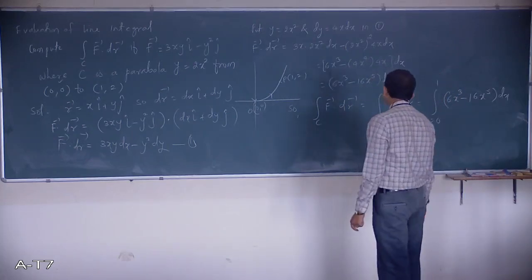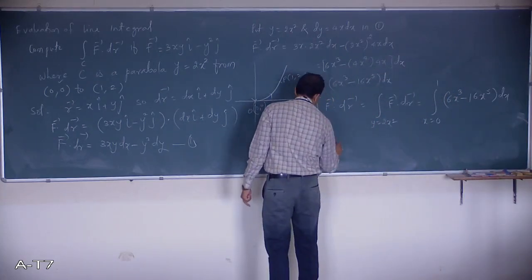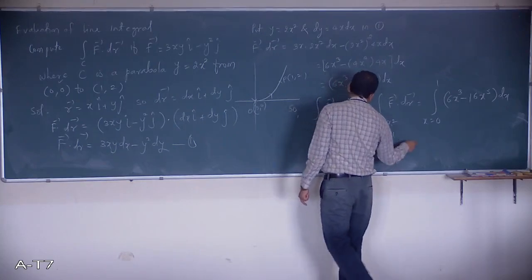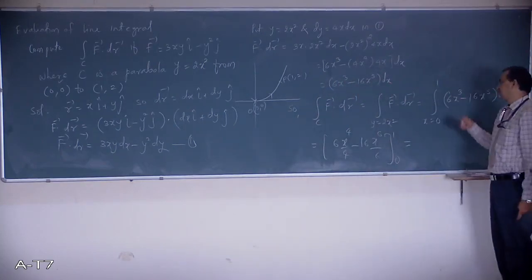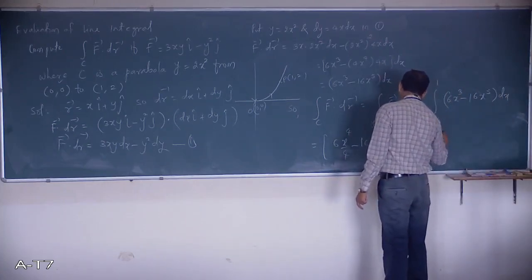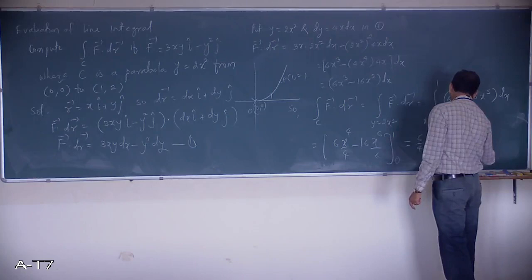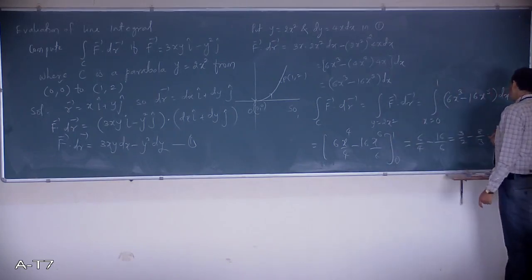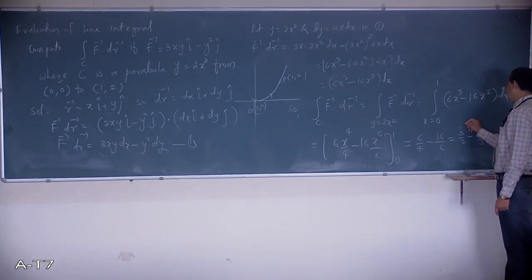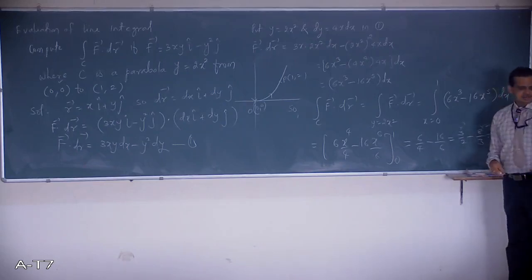The next step is integrate each term. First term x raised to 4 by 4, you know very well. Second term x raised to 6 by 6. Now you put the limit, 1 is the limit, hence no problem. 6 by 4 minus 16 by 6. Dividing by 2 each, we can write 3 by 2 minus 8 by 3. You take the LCM, which is 6. You multiply this by 3, this by 2. We get 9 minus 16, and hence the answer is minus 7 by 6.